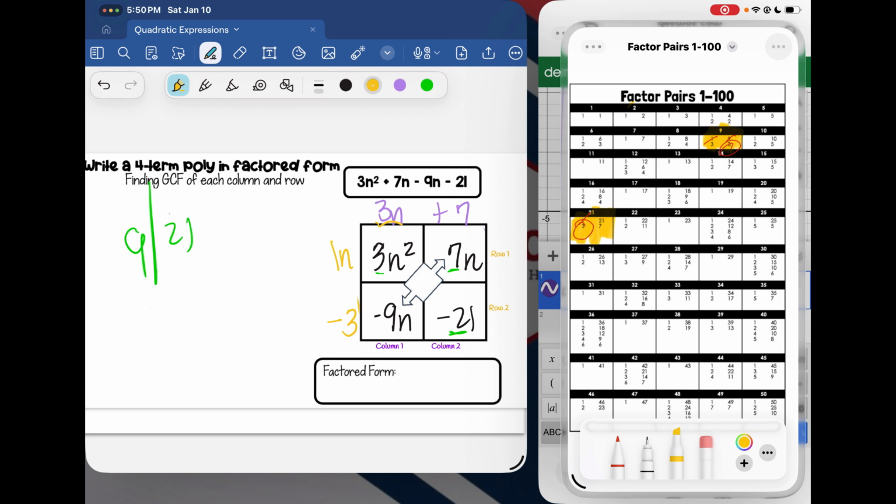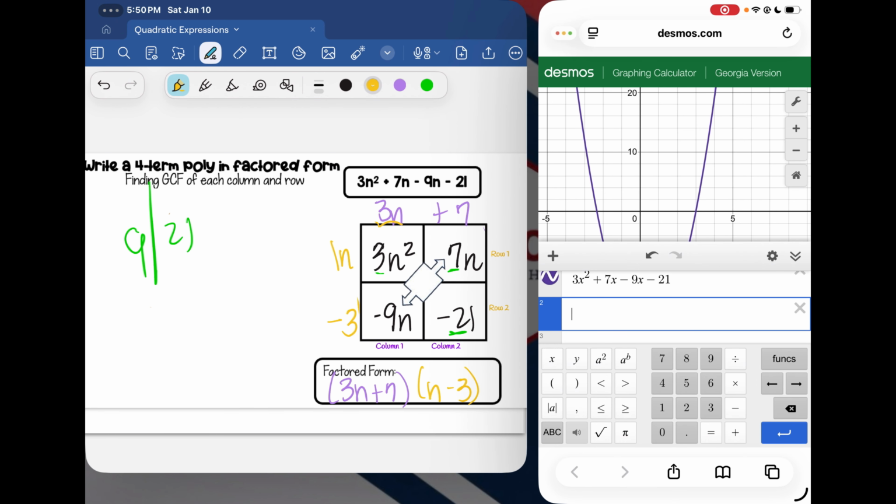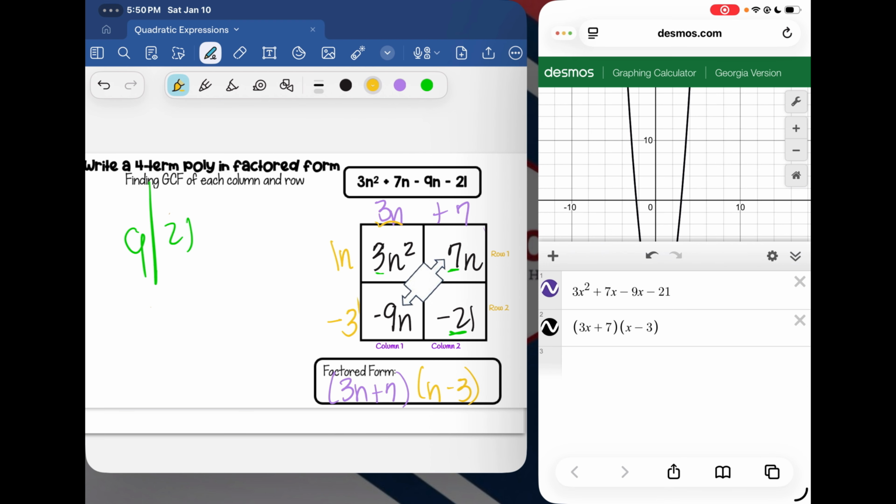So what would your factored form be? 3n plus 7, n minus 3. And then we can go to Desmos and check it. That's my original parabola. And then I put in 3x plus 7 times x minus 3. And they match, which means we're right. So I hope you guys have your factor pair sheets, because you will definitely need it for this lesson.